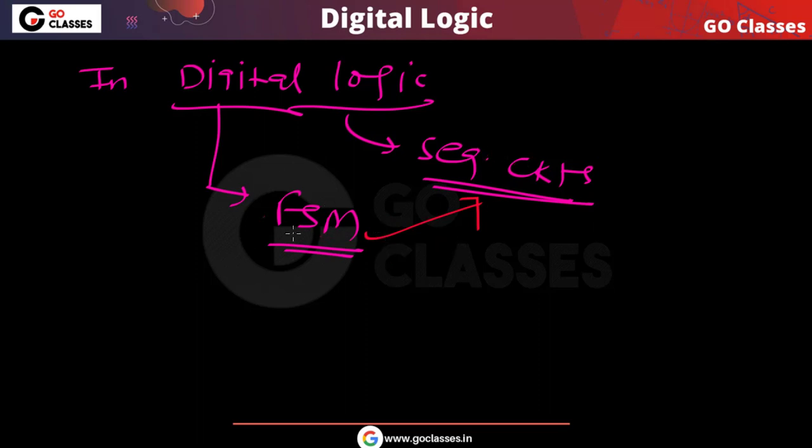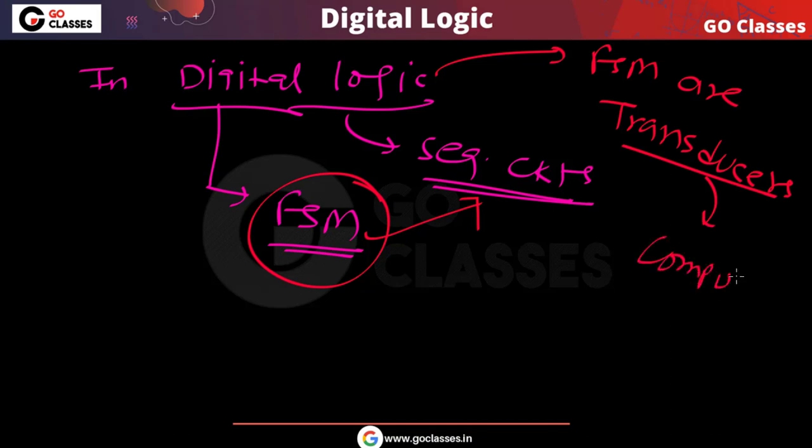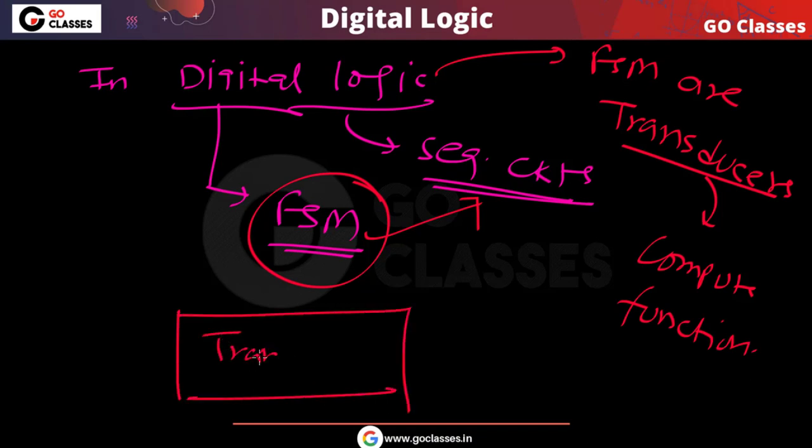So from the digital logic point of view, we are going to study what is FSM, finite state machine. In digital logic, finite state machines are basically transducers. Transducers means they compute functions. So this is your transducer, and if this is your input, then they will compute some function. This we have already seen.